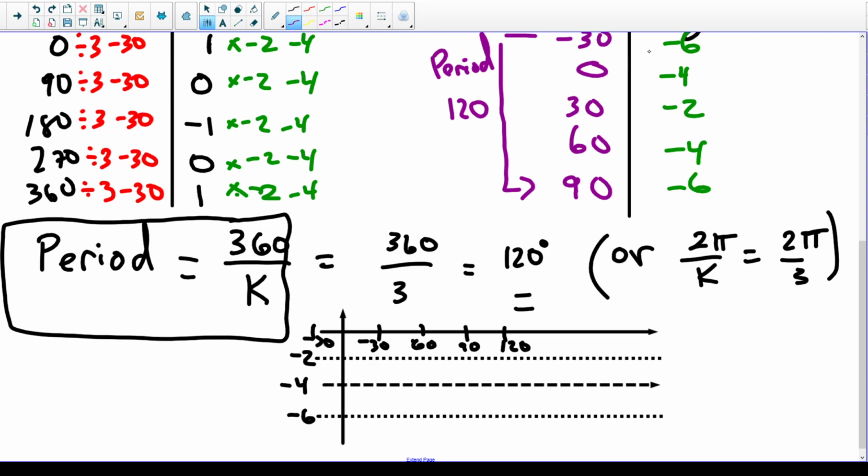Let's now plot our points. So negative 30 and negative 6 is going to go right here. 0 and negative 4 is going to go right here. 30 and negative 2 is going to go right here. 60 and negative 4, 90 and negative 6.